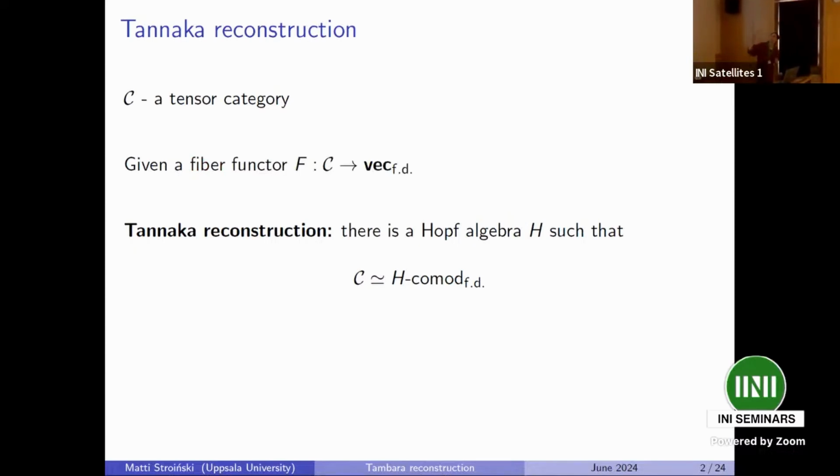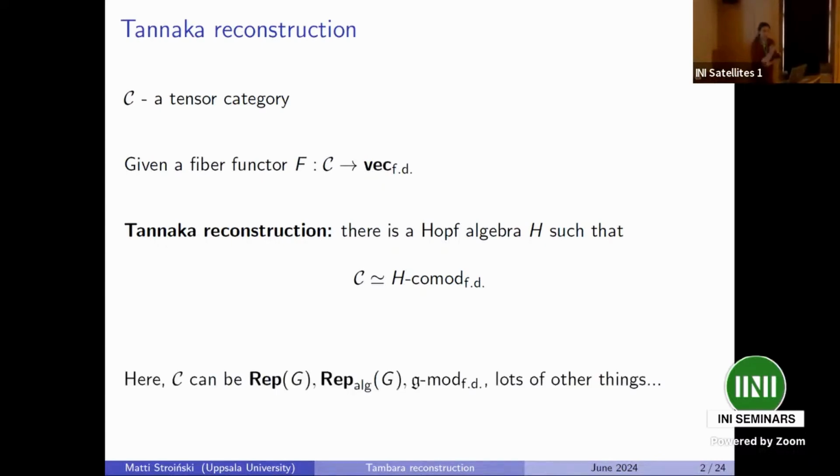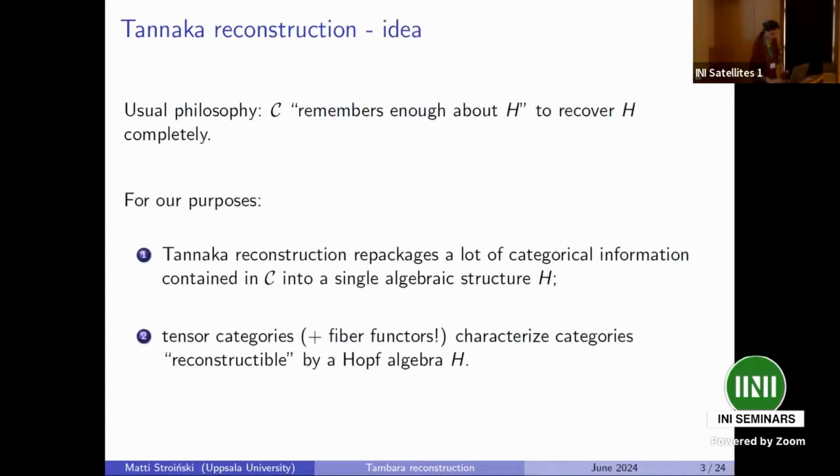We have a tensor category and a fiber functor for this tensor category to a Hopf algebra, so that this tensor category is the category of comodules over this Hopf algebra. There are some technical assumptions hidden in "tensor category and fiber functor". But for instance, look at C. C can be the category of representations of a finite group, the category of algebraic representations of an algebraic group, finite dimensional modules of a bialgebra, and lots of other things.